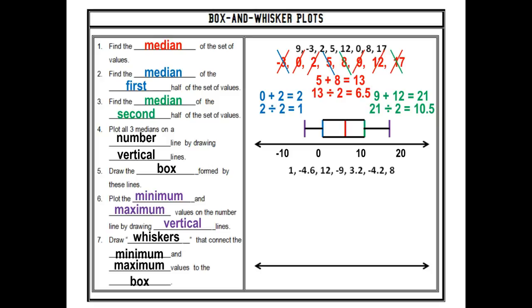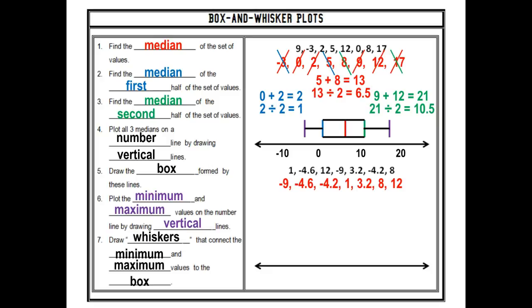Let's try it again, this time with a set of odd values. So I'm going to start by putting the numbers in numeric order. Be careful with -4.6 and -4.2. -4.6, if we were thinking positive, 4.6 is greater. But since it's negative, it's less than. A lot of people look at those two and they try to apply positive concepts to negative values.